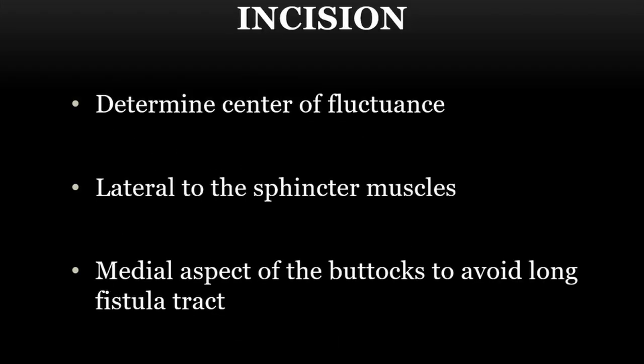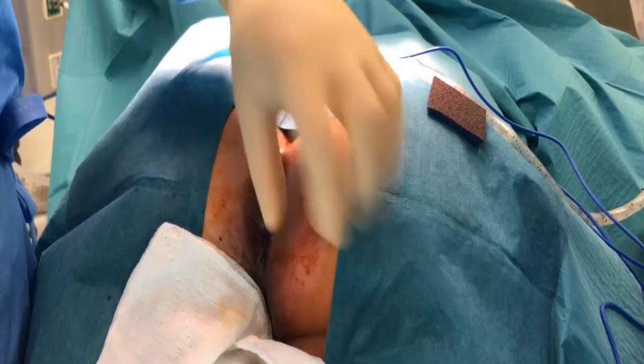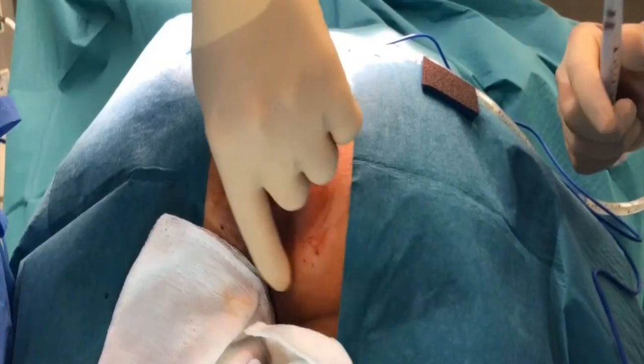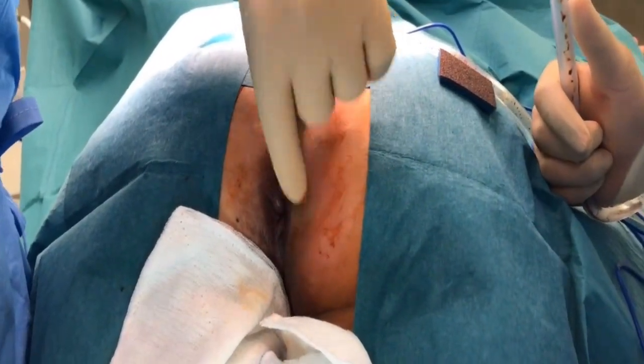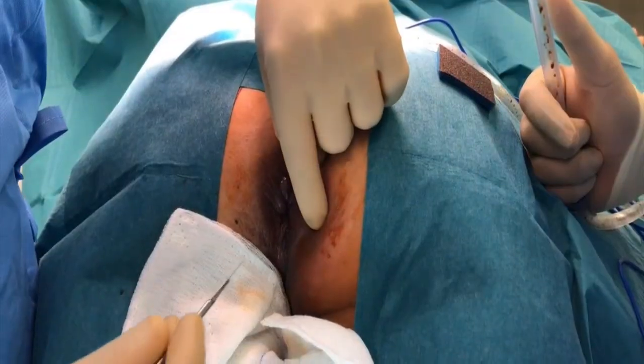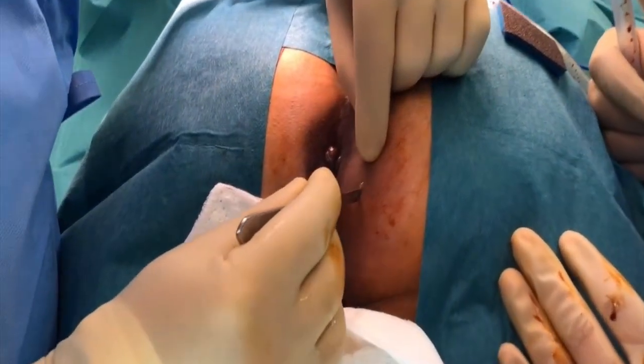Determining the site of the incision is key. The area of most fluctuance needs to be accessed for proper drainage. Staying lateral to the sphincter muscle is critical to avoid damage, while at the same time avoiding too lateral an incision to shorten any potential fistula tract. Start by gentle palpation for the area of most fluctuance and determine the lateral edge of the sphincter muscle. Make a stab incision to access the cavity.